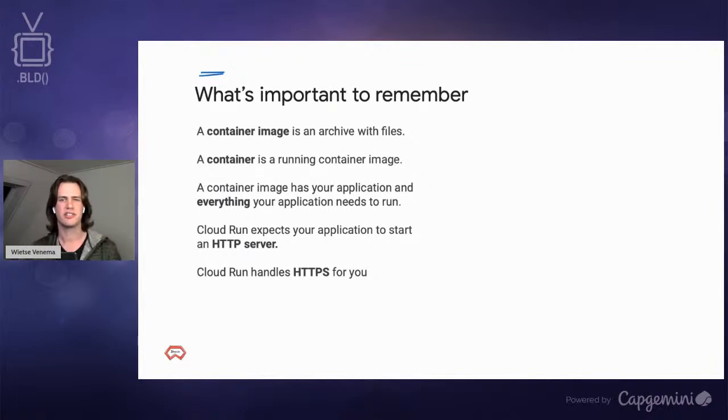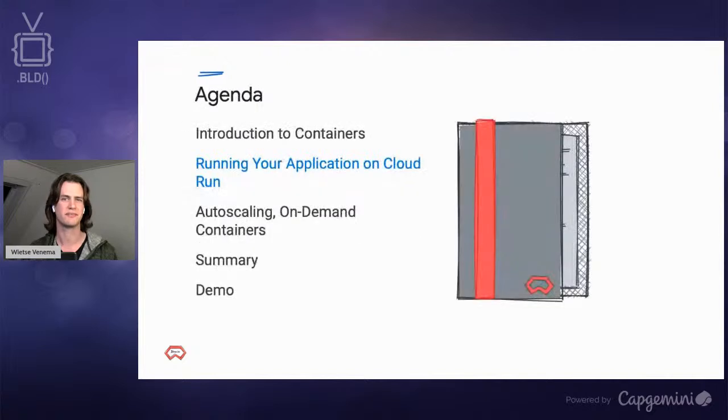If your application is a Node.js application, for instance, your source files are in the image next to the Node.js runtime. Cloud Run expects your application to start an HTTP server, but your traffic is always encrypted on the Google network. And the public endpoint you will get from Cloud Run is HTTPS. So you don't have to manage SSL or TLS termination yourself. Now, after this short introduction, let's explore how to get your application to Cloud Run.